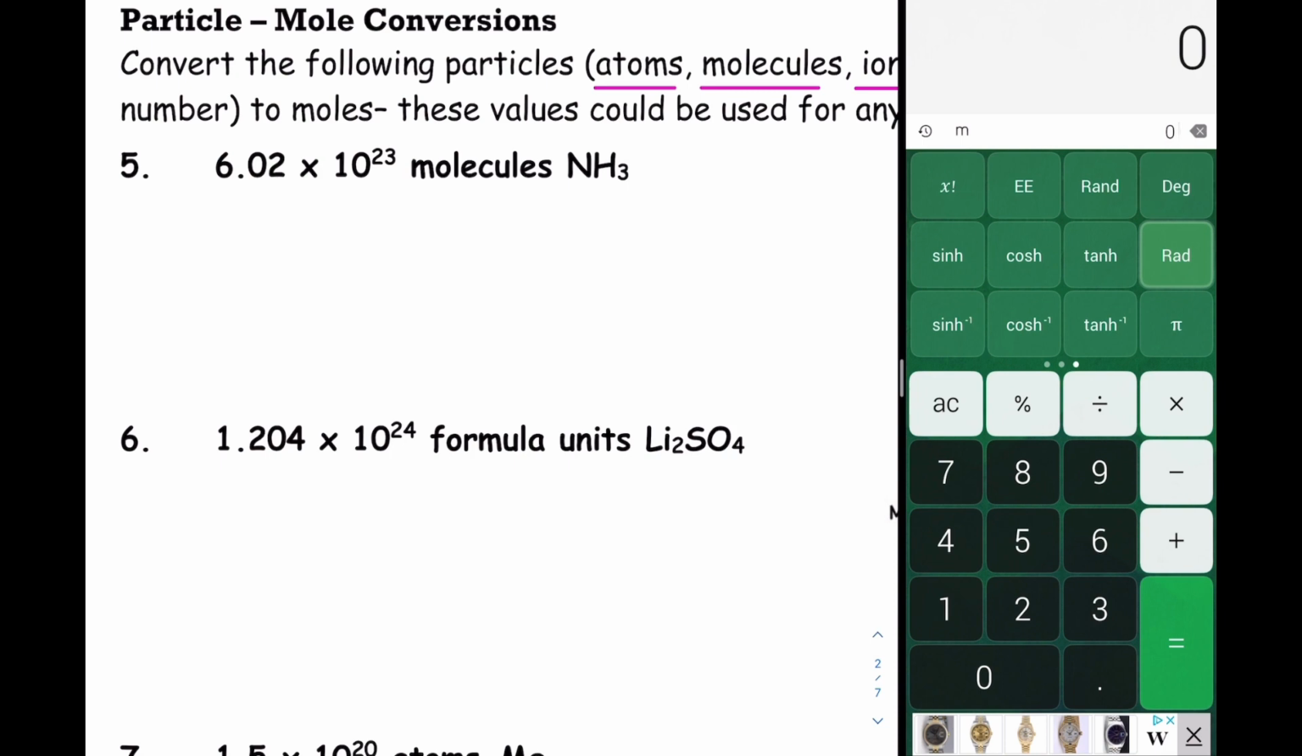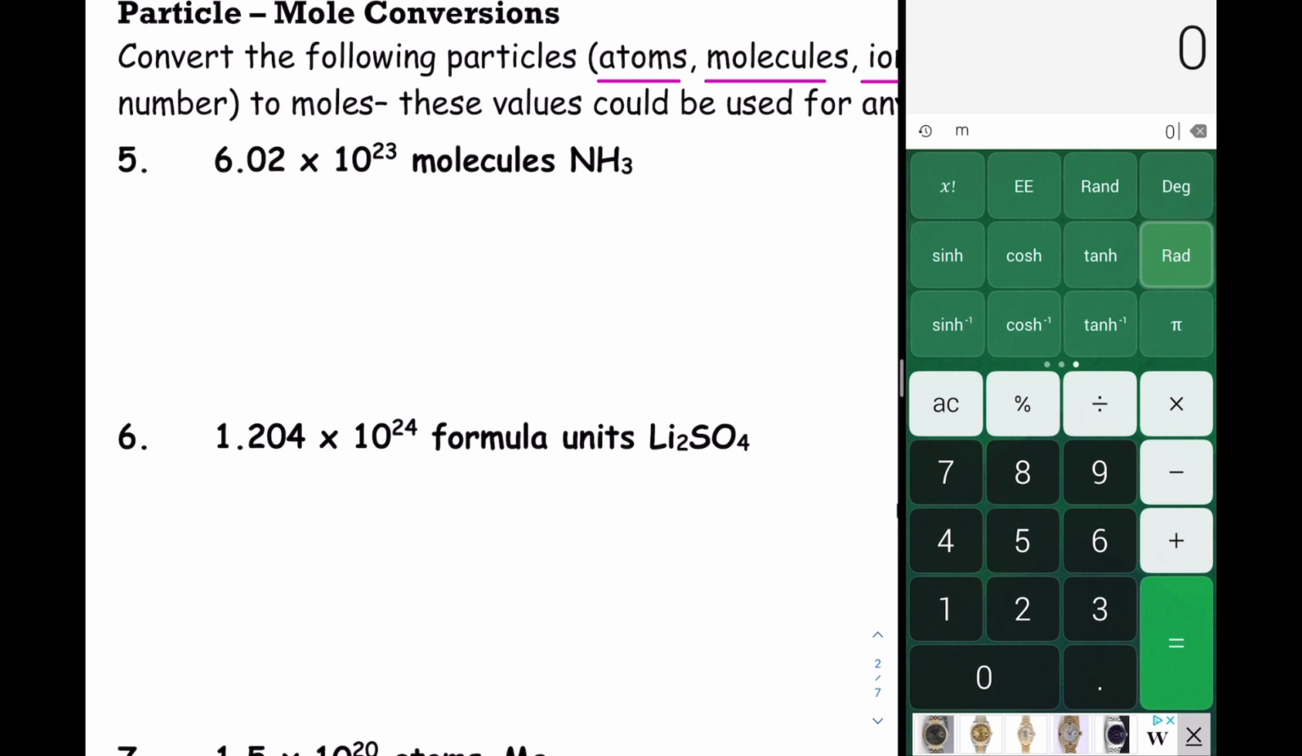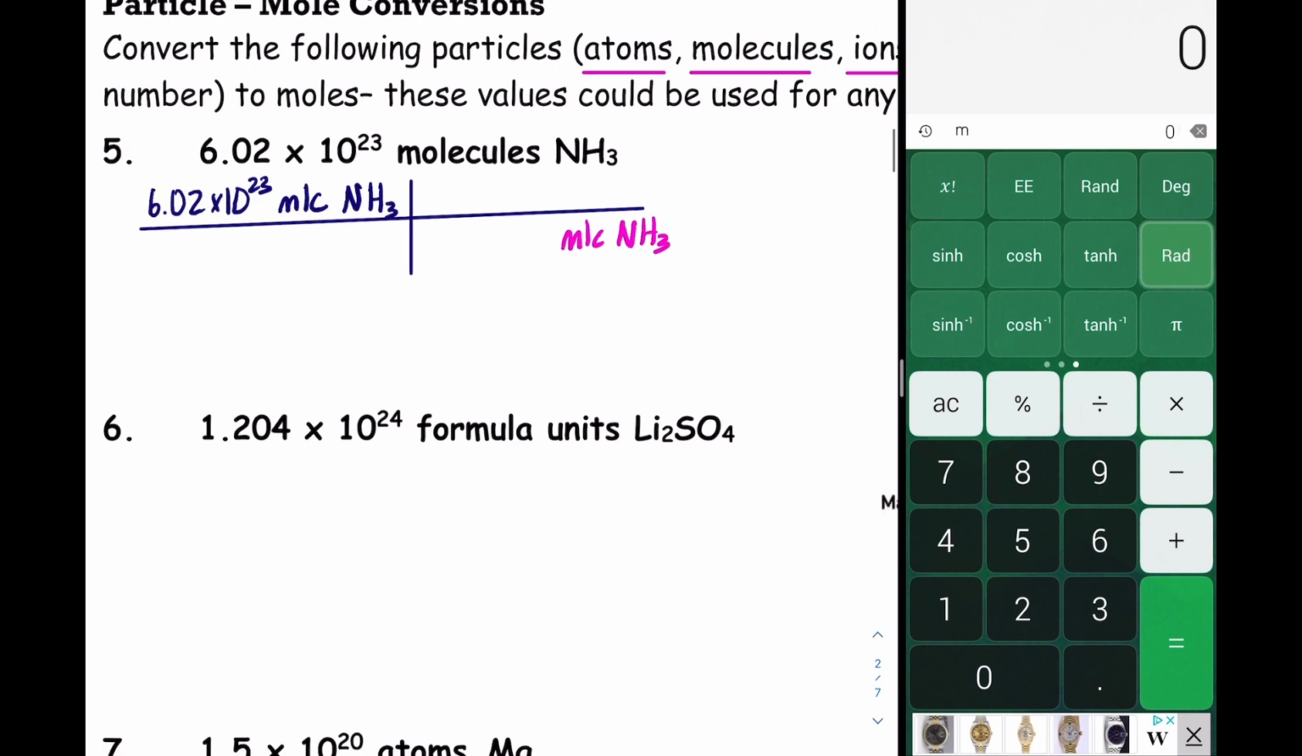Let's use number 5 as our first example of this type of problem. We'll start the same way where we write our given value, 6.02 times 10 to the power of 23 molecules of NH3. NH3 is ammonia. And then we're going to set up our dimensional analysis table. This time, we want to cancel out the unit molecule. So molecules will be in the denominator of our setup, and the mole will appear in the numerator.